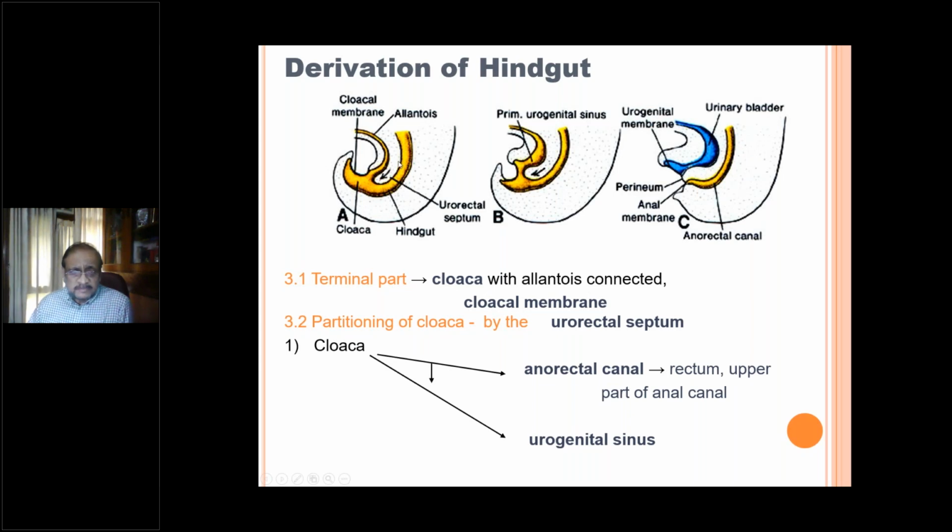Now a urorectal septum starts developing, and then it starts bifurcating the whole of the cloaca into the anorectal canal, the posterior, and the urogenital sinus anterior. So that is basically the work of the urorectal septum, which is trying to separate it into the two parts, right? And here it's almost complete. It also divides the cloacal membrane into two parts. One is the anal membrane, the other is the urogenital membrane, right?